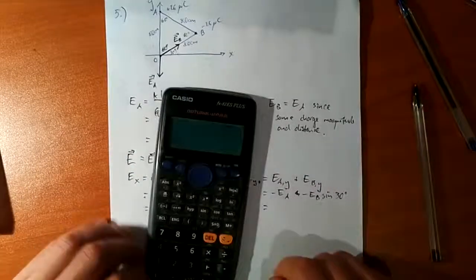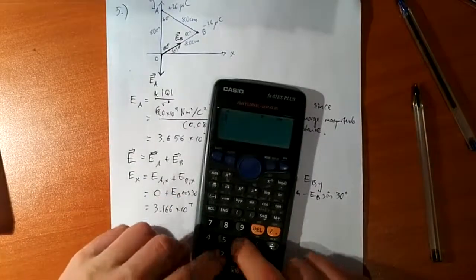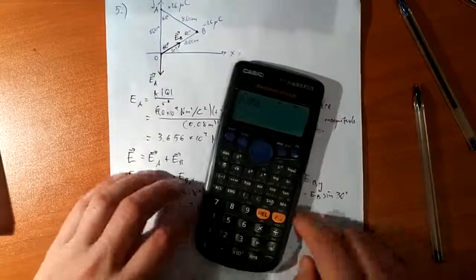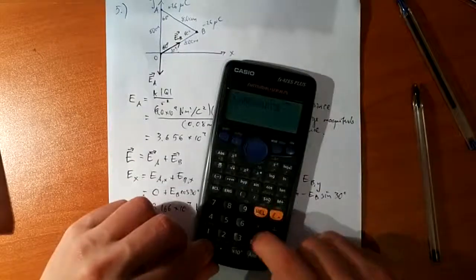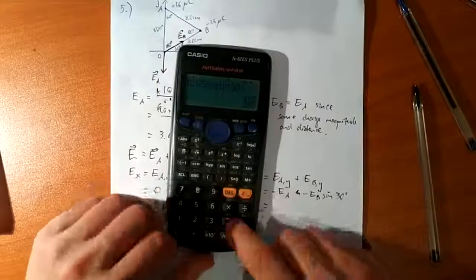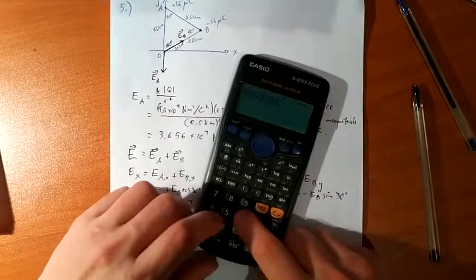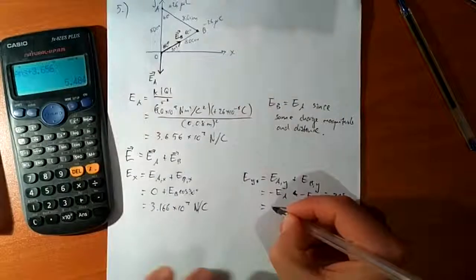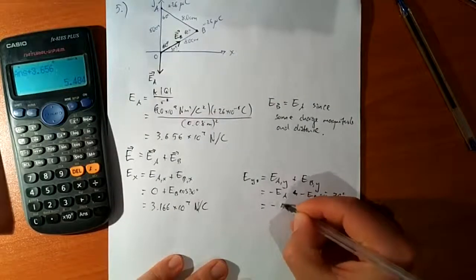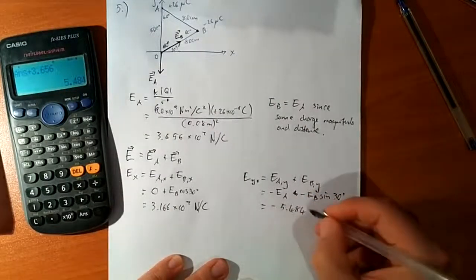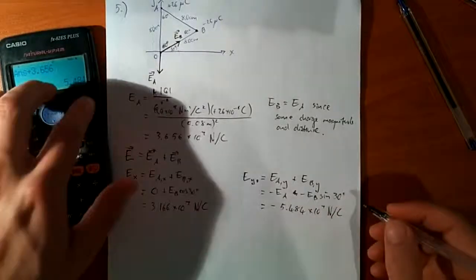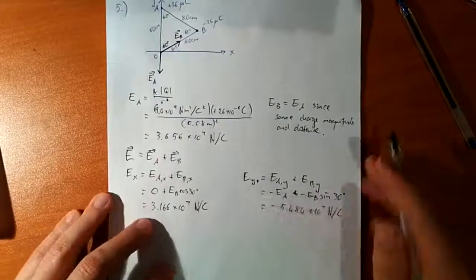Okay, so let's just work out 3.656. I'm not going to write it into the 7, so this is times sine of 30, okay, plus 3.656, okay, so it's this much, so this is going to be minus 5.484 times 10 to the 7 newtons per coulomb. Right, so there I have my x and y component.